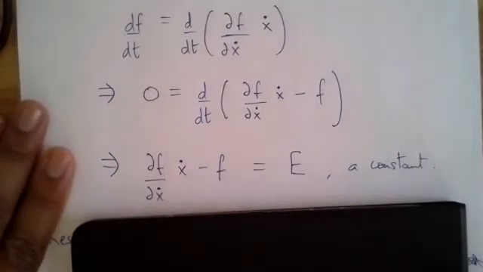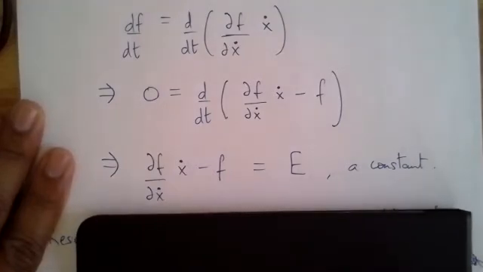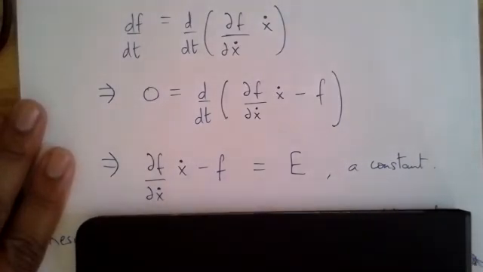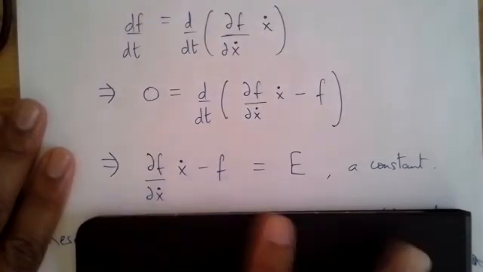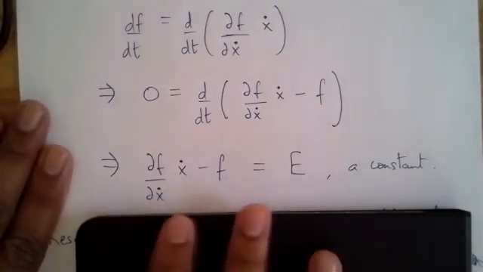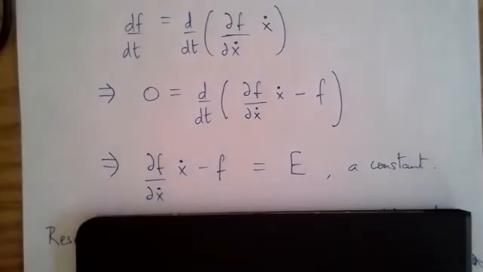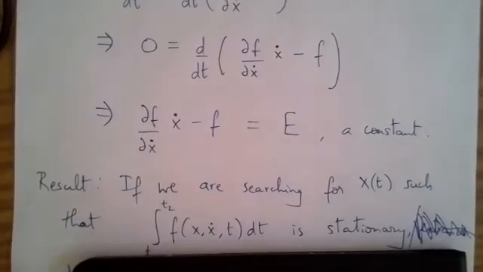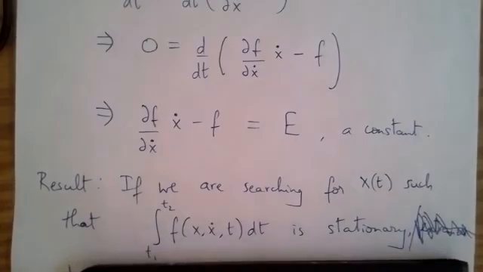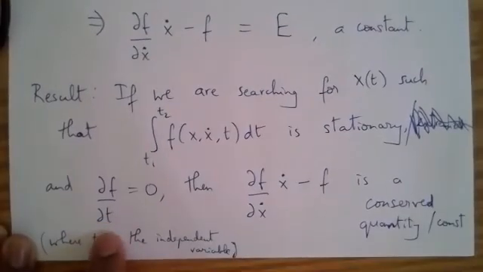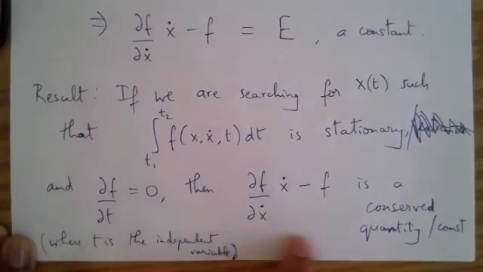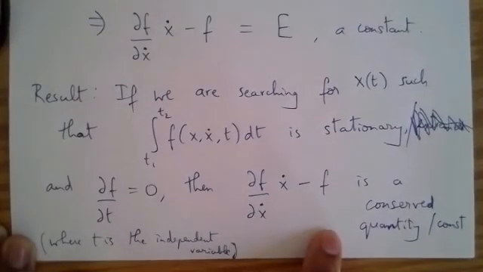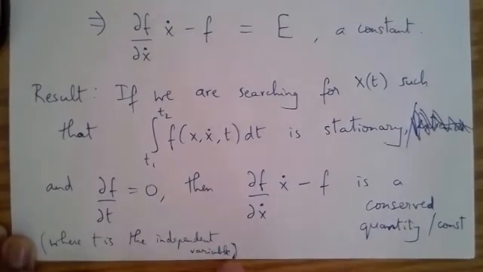The reason why we're calling it e is because when we go on to the Lagrangian and Hamiltonian case, this constant e will play the role of energy. But even if we're not dealing with time and Lagrangians and so on, as long as the two conditions we mentioned are satisfied, this will be a constant quantity. So the result is, if we are searching for an x of t such that this integral is stationary, and the other condition that partial f partial t equaling 0 is satisfied, then this expression is a conserved quantity or a constant, where in this case t is the independent variable.